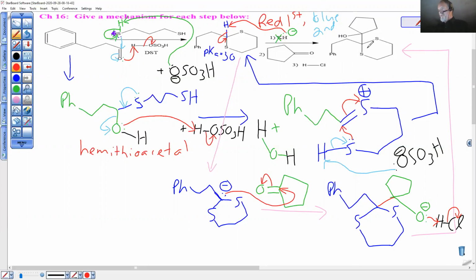So that was a good review of acetal formation. Acetal formation, in this case, thioacetal formation. Creating a dithiane that has a pKa of 30, so acid-base after that. Then the nucleophile generated by the acid-base reaction attacks the ketone. And then the intermediate here protonates with HCl.